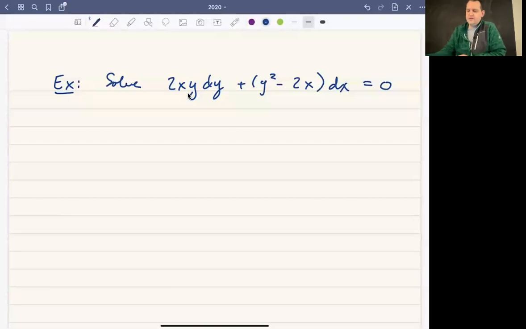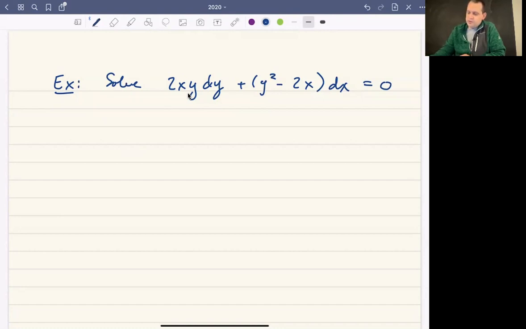Okay, so this will be our first example in solving an exact differential equation. We're going to look at the equation 2xy dy plus the quantity y squared minus 2x dx equals 0. And we want to figure out what's the solution for this differential equation.